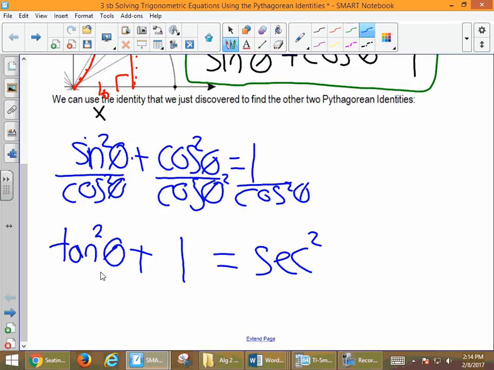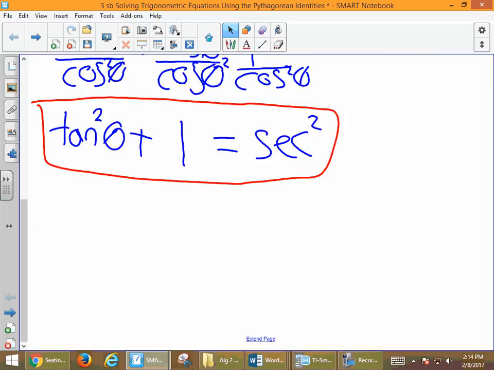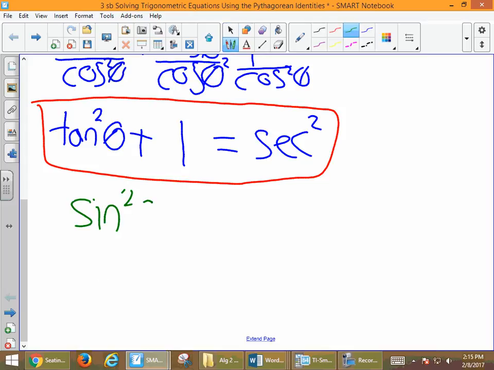So this is our second trig identity. Tangent squared plus 1 equals secant squared. And this is also another one that might show up in calculus. Calc 2 if you take those. So we have sine squared plus cosine squared equals 1. Tangent squared plus 1 equals secant squared. And now we have one other. And we take this one by getting sine squared plus cosine squared.